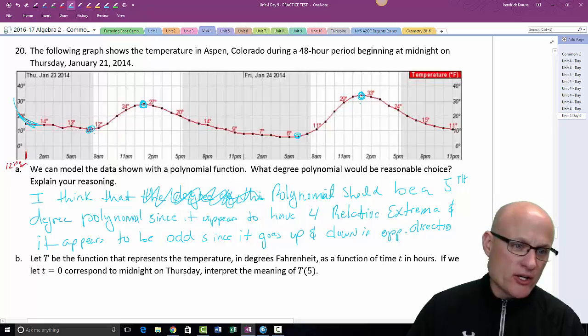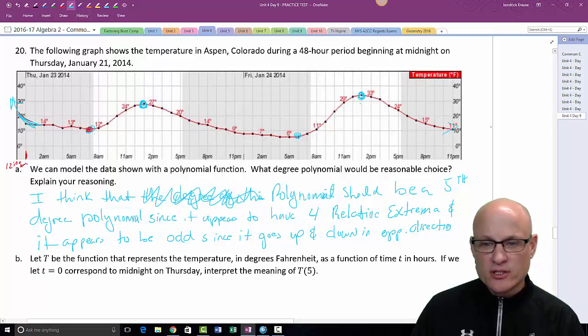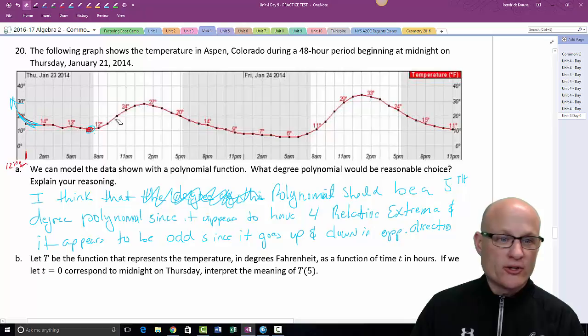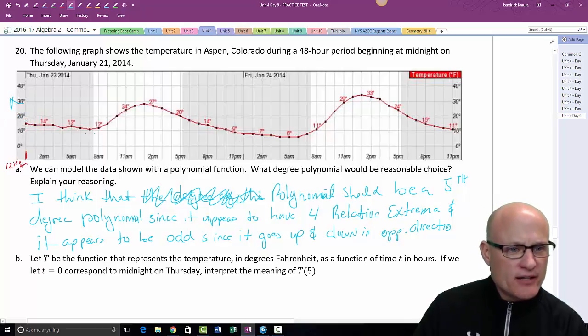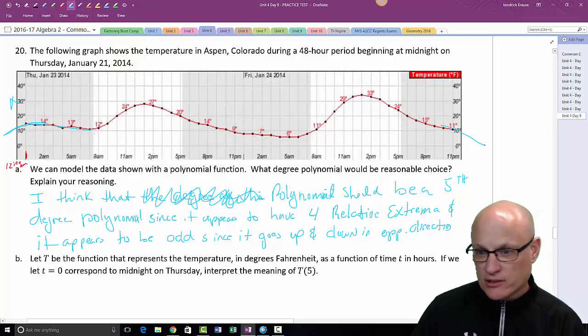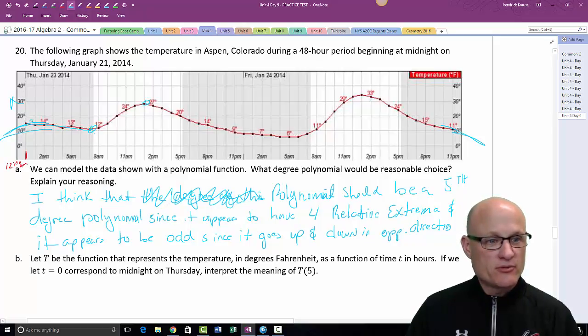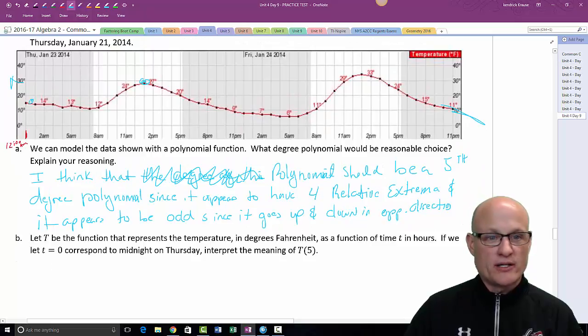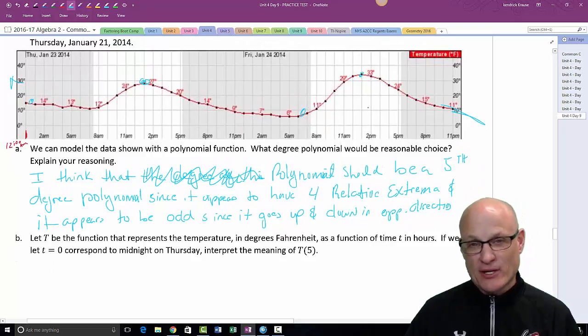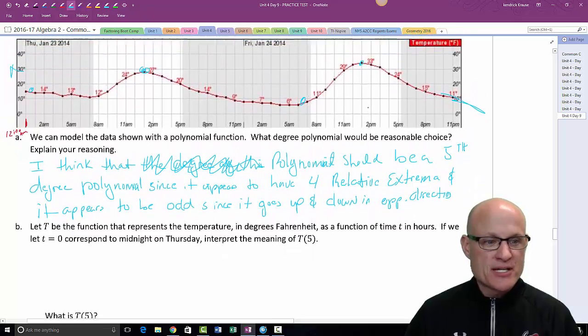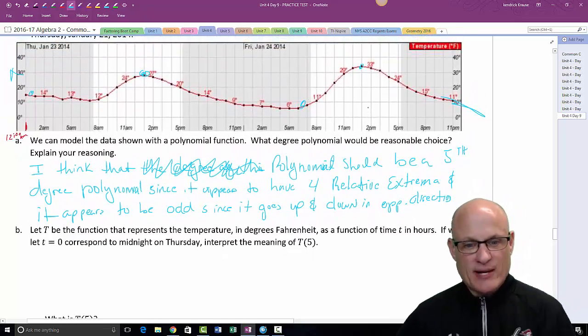Now, if you didn't argue that this went up and this went down, but instead your argument says it looks like it goes down here and then it goes down here, then maybe you could say it's an even function. Well, this wouldn't be a polynomial. That would be a harder sell, I guess. But if you said that, you could say it's an even function with 1, 2, 3 extrema, and maybe it's a 4th degree polynomial.